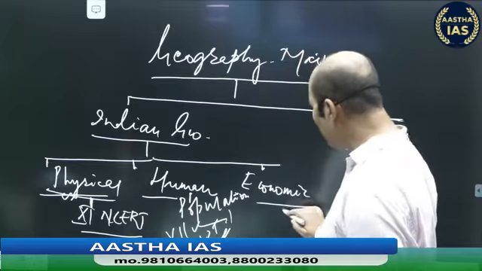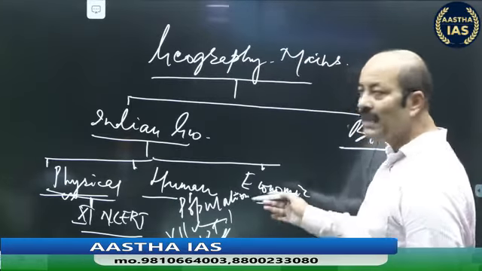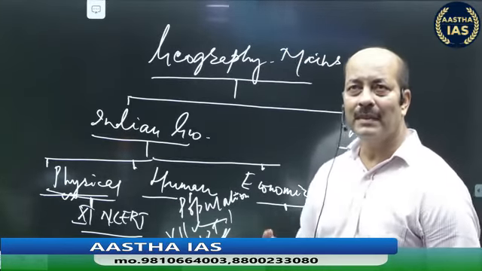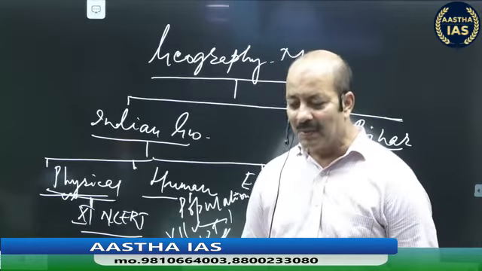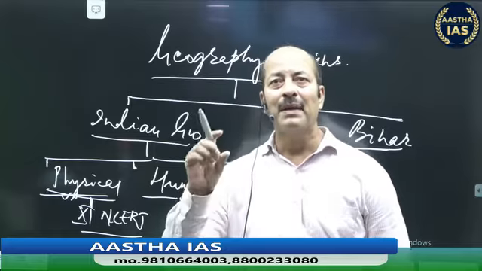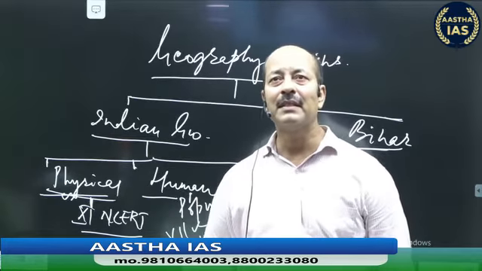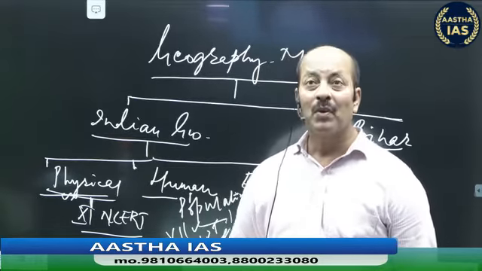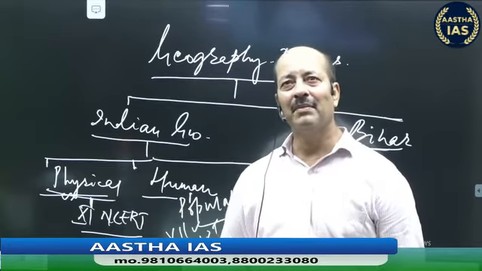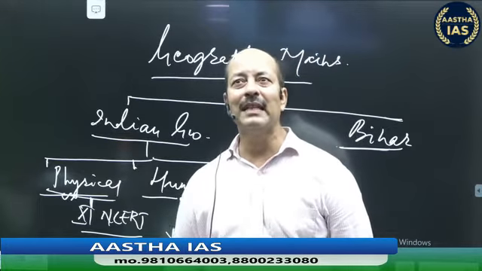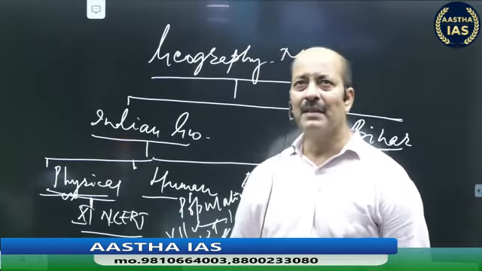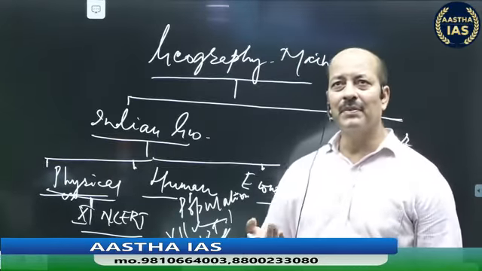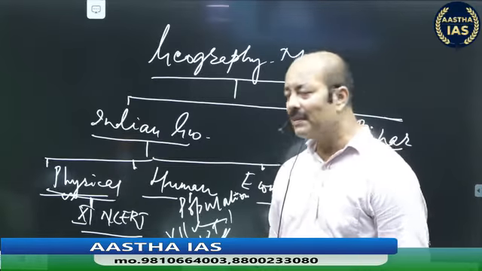Now we have economic geography. As you know, in economic geography, we study about the activities performed by human beings for economic purpose. So you have the primary activities, secondary activities, tertiary activities, quaternary activities, and finally nowadays we have quinary activities. That's the 5th activity also. So in Indian geography, we will focus only on primary, secondary, and quaternary activities.